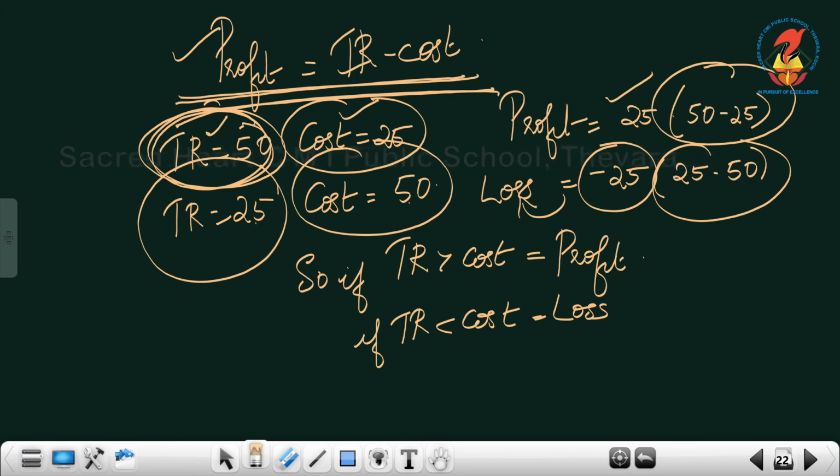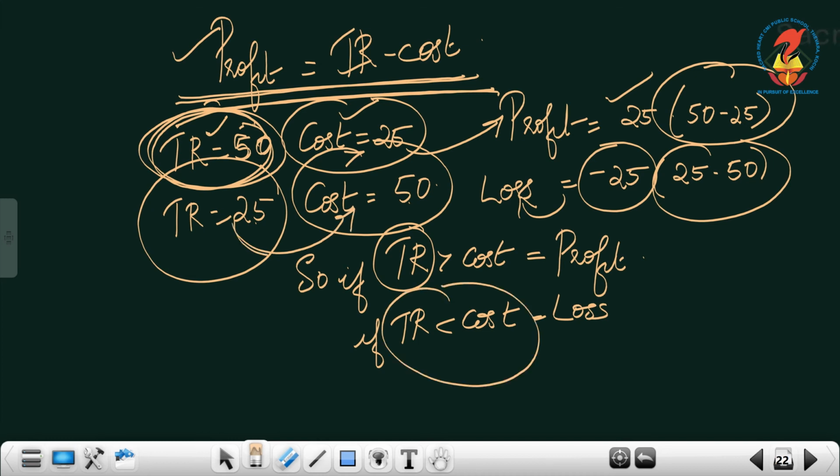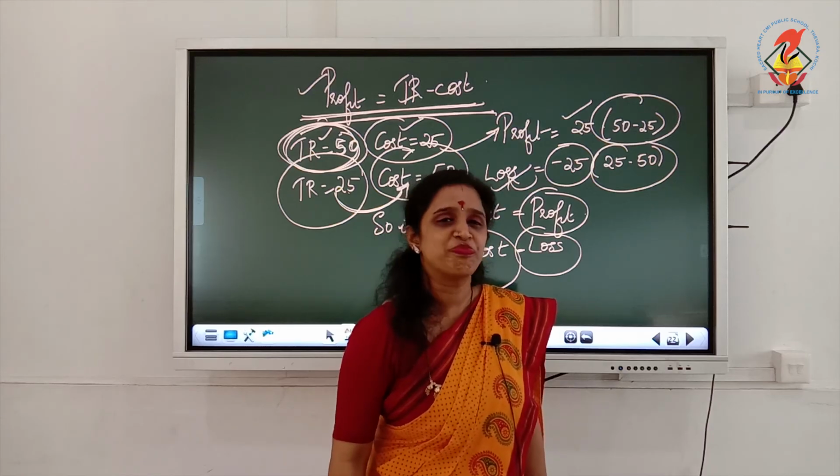So what you should understand from this statement: if total revenue 50 is greater than the cost, there will be profit. If 50 is greater than 25, there will be profit. On the other side, if total revenue is less than cost, if 25 is less than 50, there will definitely be a loss. So the difference between revenue and the cost is profit.